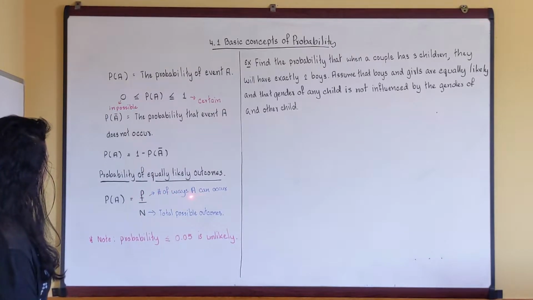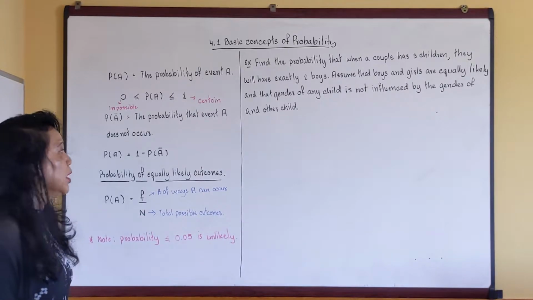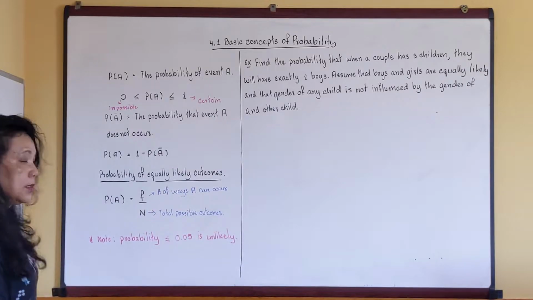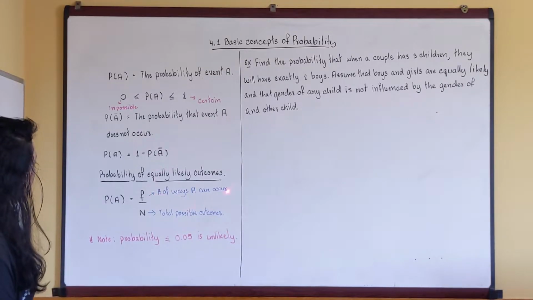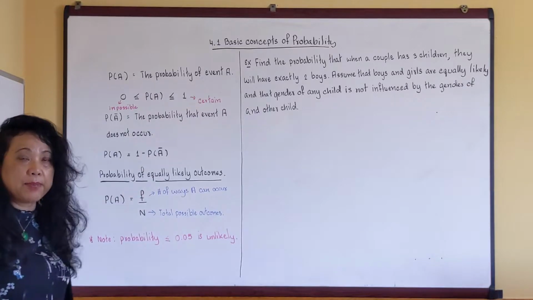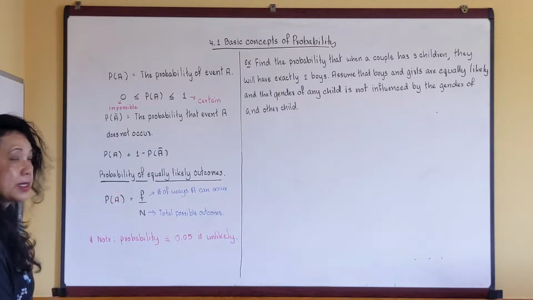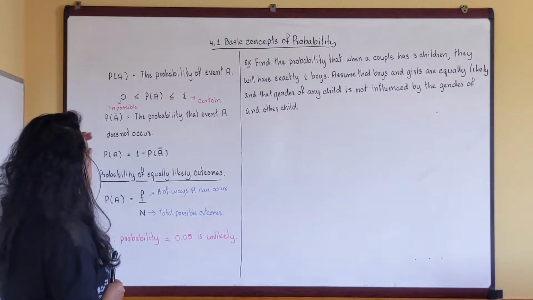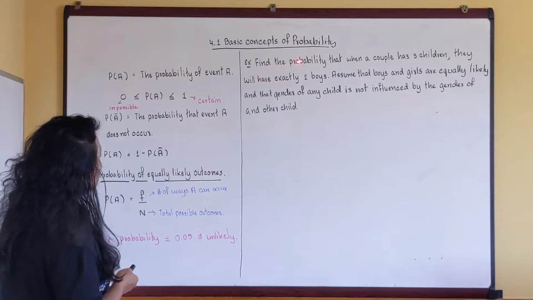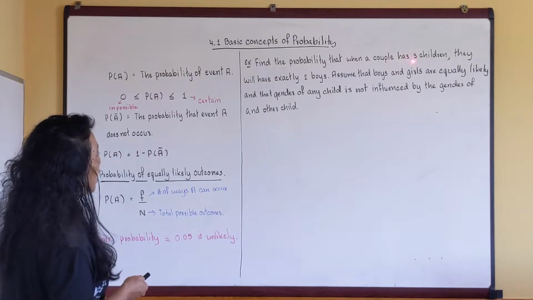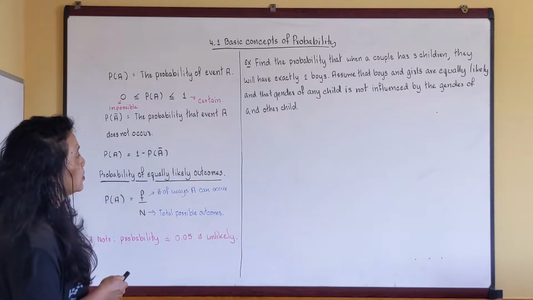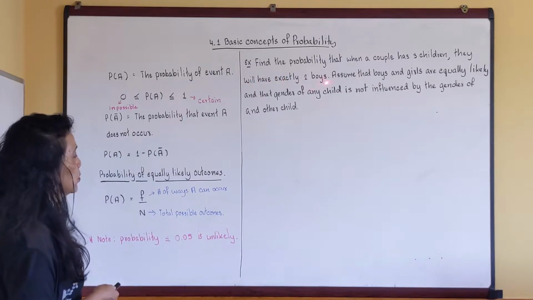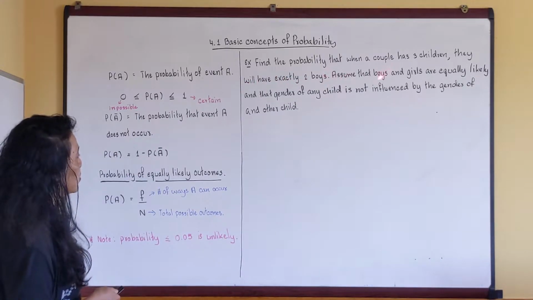F is the number of ways that A can happen. N is the total possible outcomes. So you have to list all the possible outcomes and then list the number of ways that F can happen. Then the probability of that particular thing you're looking for is F over N. Alright, let's look at the first example. It says find the probability that a couple with 3 children has exactly 2 boys. Assume that boys and girls are equally likely outcomes.